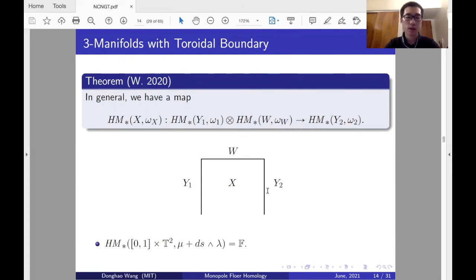In order to recover the cobordism map in the previous slide, note that for the standard product perturbed by the standard two form, its monopole Floer homology is isomorphic to the base field canonically. So if you plug in the canonical generator in the second entry here, then you can recover the previous cobordism map. So this is the generalized TQFT structure.